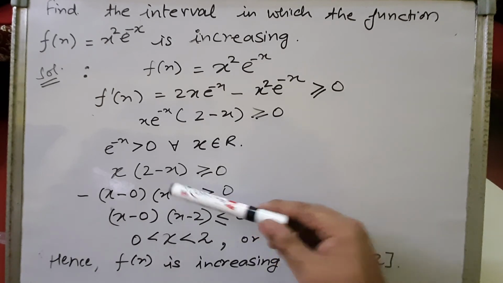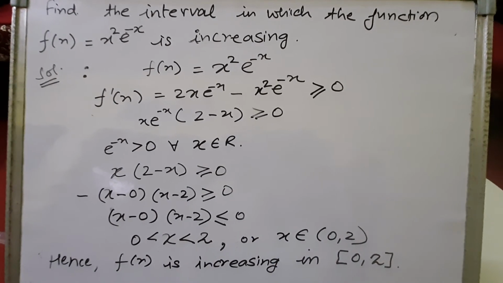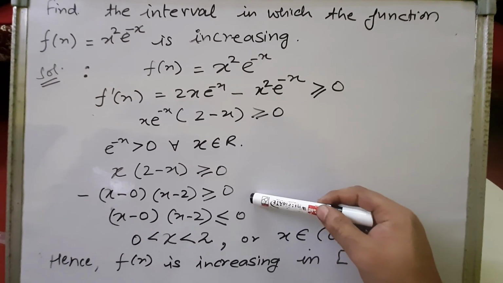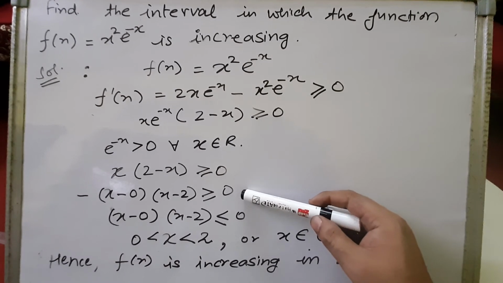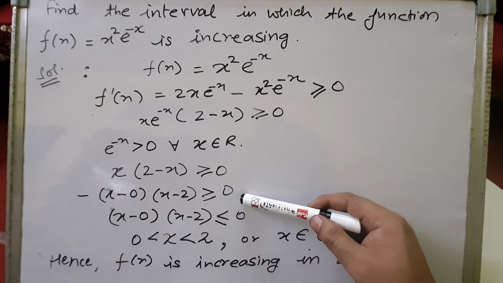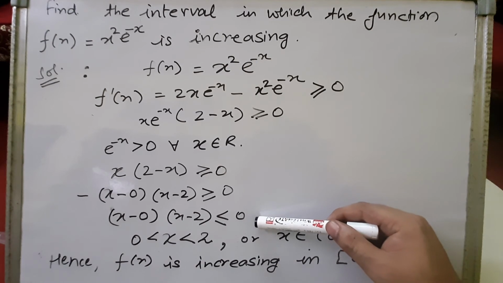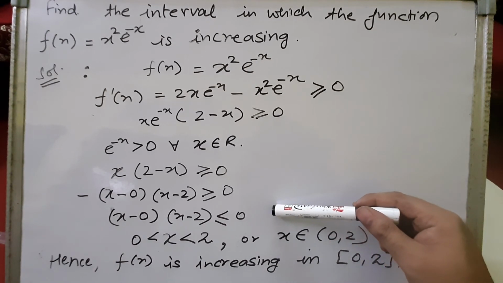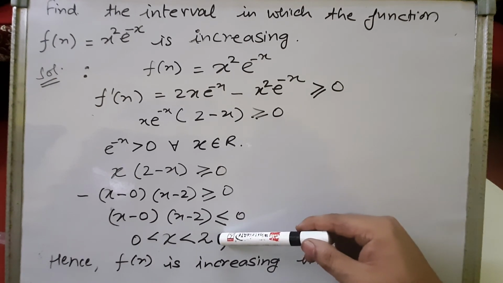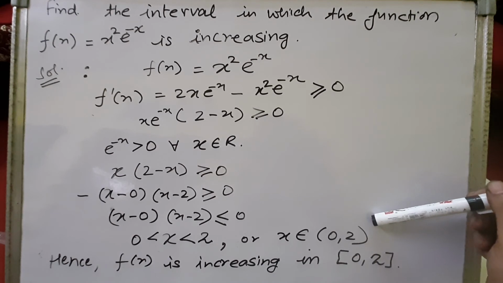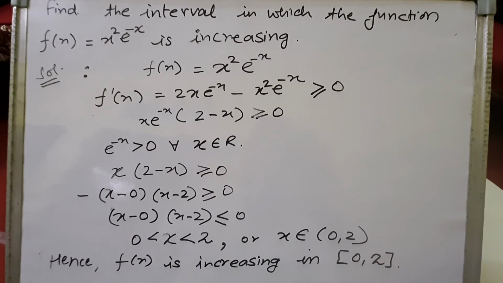Now when we take the minus sign common, this will become minus of x minus 0, x minus 2, in the form of x minus, greater than or equal to 0. So when we multiply minus on both sides, this will become x minus 0 bracket x minus 2 less than or equal to 0. Right? So using the method of intervals, we can say that the value of x is lying between 0 and 2. Or we can say that x belongs to the closed interval 0 comma 2. Right. So if we conclude, the interval for which f(x) is increasing is the closed interval 0 comma 2. Alright children. Note down the solution please.